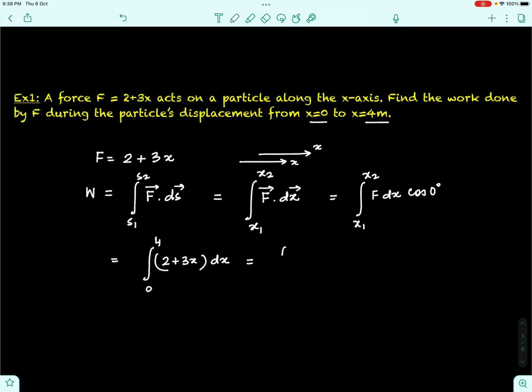So, we will have the integral: 2 dx will become 2x, plus 3x dx will become 3x squared by 2, and we can now put the limits from 0 to 4. This will give us 2 times 4 plus 3 by 2 times 4 squared, that is 16. And we can simplify this to get the final answer as 8 plus 24, that will be 32 joules.